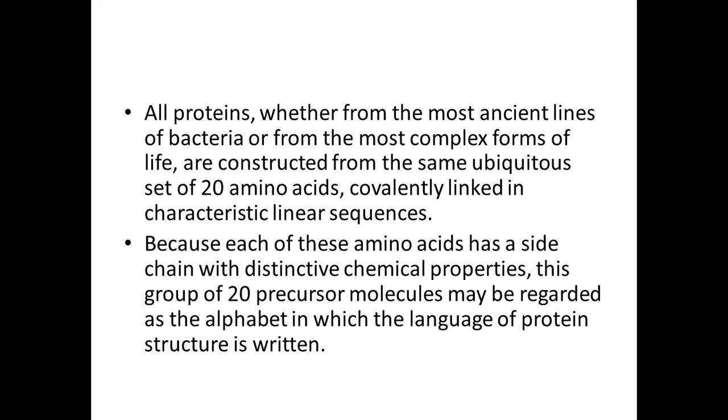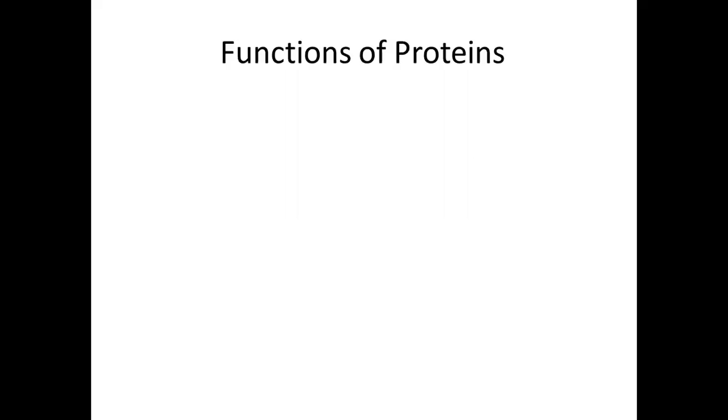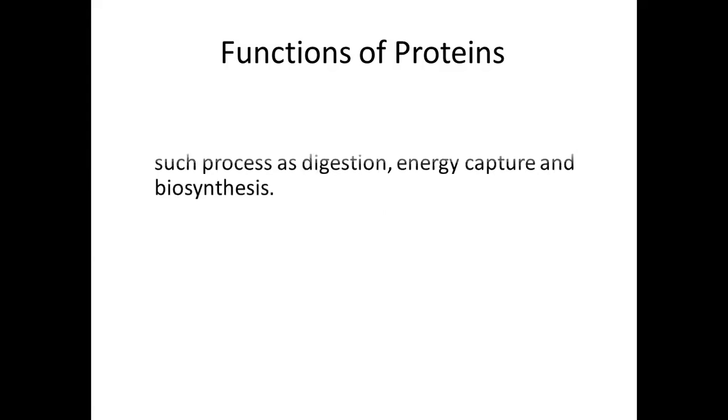So because of this, amino acids have side chains with distinctive chemical properties. This group of 20 precursor molecules may be regarded as the alphabet in which the language of protein structure is written. Okay, so I've always been talking about these amino acids. In the next few slides, we're going to look at the structures of the amino acids. Before that, we'll get a larger picture of what the functions of proteins are.